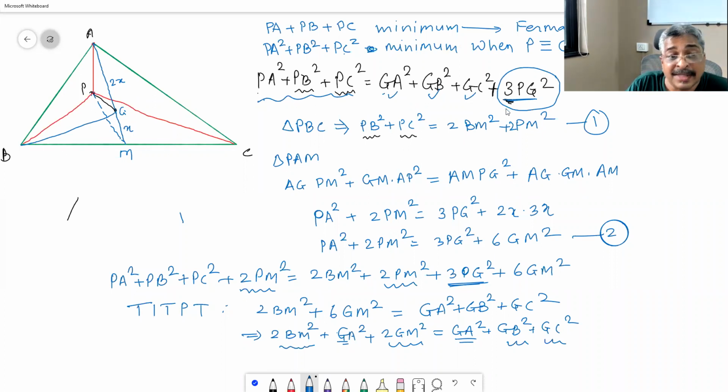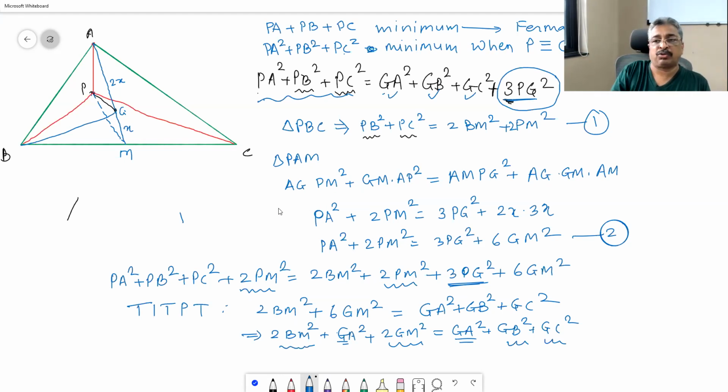So this is an additional property of the centroid, that the sum of squares of the distances of the centroid from the vertices is minimum. If you take any other point in the plane of triangle ABC, PA square plus PB square plus PC square is going to be greater than GA square plus GB square plus GC square. So this is important to note.